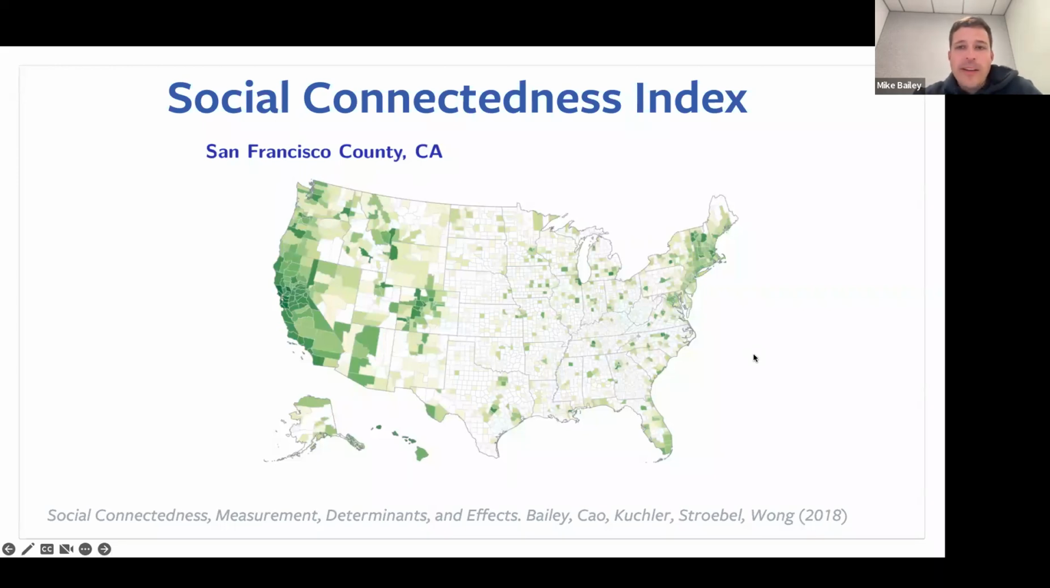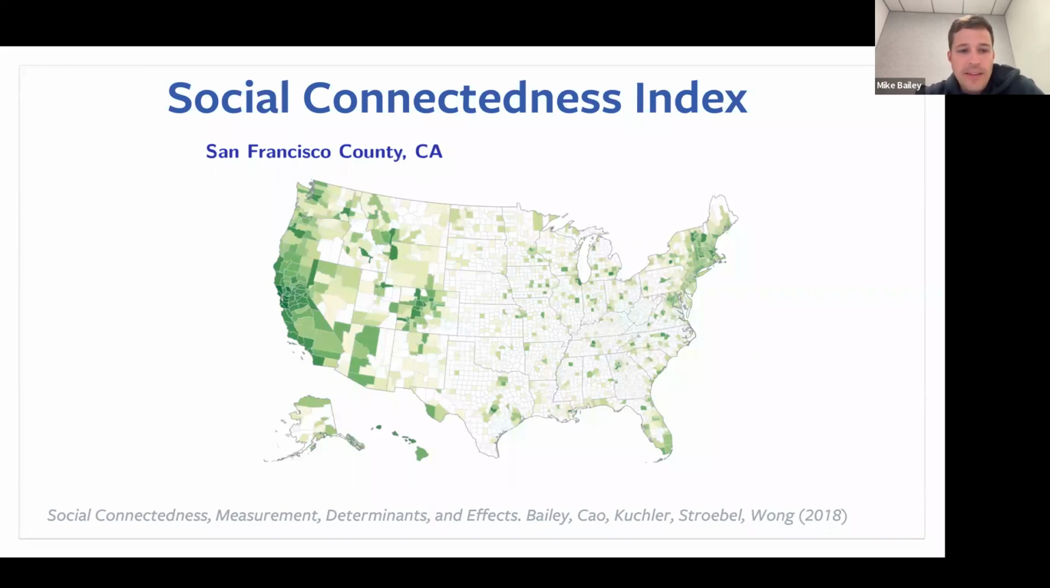The way the Social Connectedness Index works is we take Facebook data, so imagine Facebook friendships or connections or messages, and we look at the strength of connections between any two regions in the world. So this is the Social Connectedness Index for the US, zoned in on San Francisco County, California. The darker regions mean more social connections.